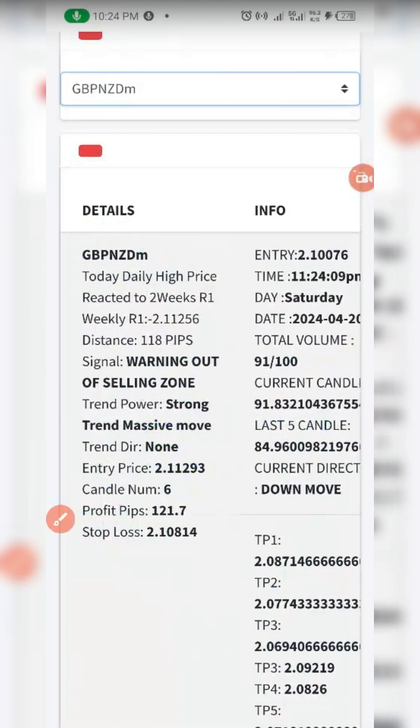But some of this analysis, like the one you just showed us before this one, yes, trend direction was showing uptrend, while the current direction was saying downtrend.